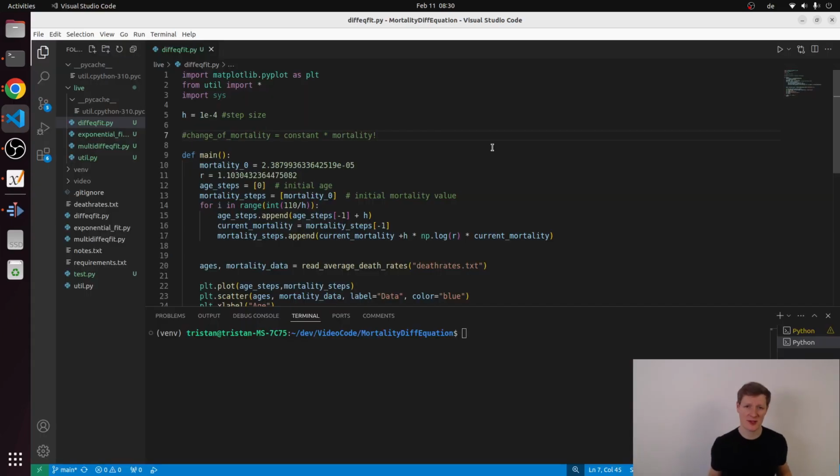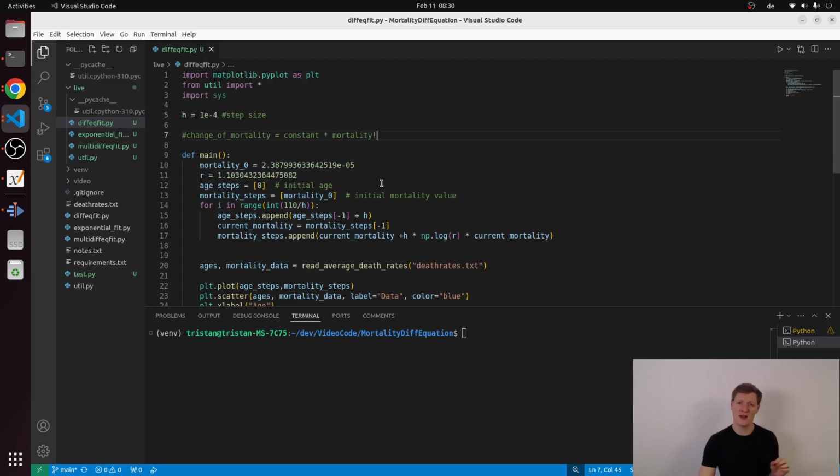The process by which we can recreate our data is called numerical integration. And what it basically does is we take an initial value of some quantity, in this case mortality, and we just apply the rules of the differential equation over and over again. And thus we get our mortality over time. And it's all implemented in this very short piece of code. So let me just go through this step by step.